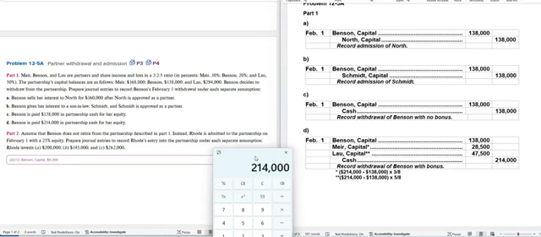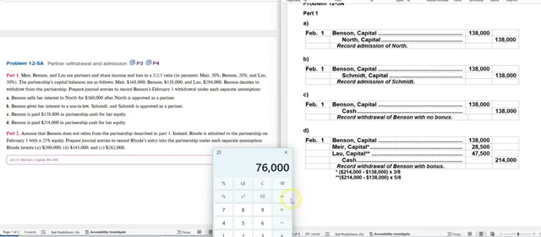$214,000 in cash was used to pay off the equity of $138,000, which means there is a $76,000, essentially, a bonus. A bonus was paid to the departing partner. The other partners agreed to pay that bonus. So they have agreed to take some of their equity and give it to Benson. The cash of $214,000 coming out of the partnership is essentially a withdrawal of the other two partners' capital amounts.